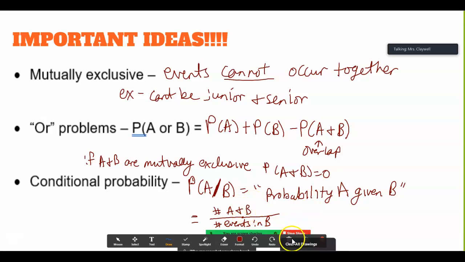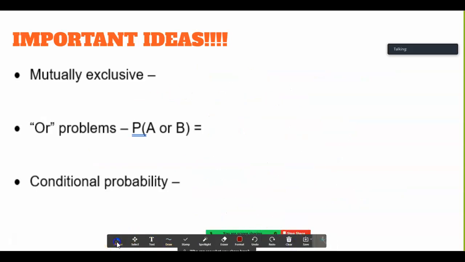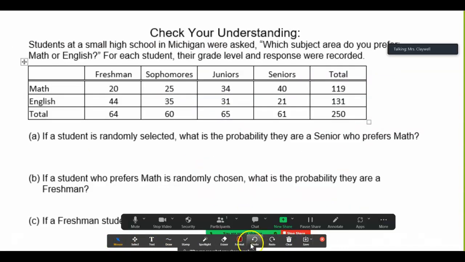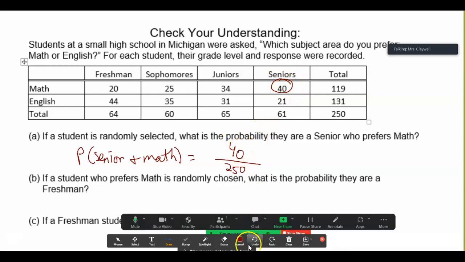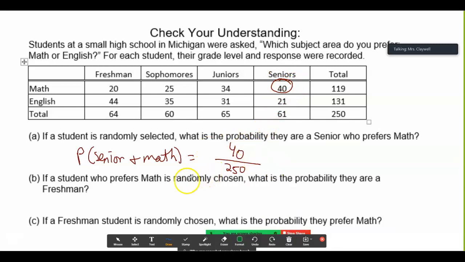So we're going to go ahead and do the check for understanding together. If a student was selected at random, what is the probability that they are a senior who prefers math? So this is an and, this isn't an or. So this is probability of senior and math. So I have 250 students total. Senior and like math are 40. I'm going to do each problem in a different color so you guys can see.